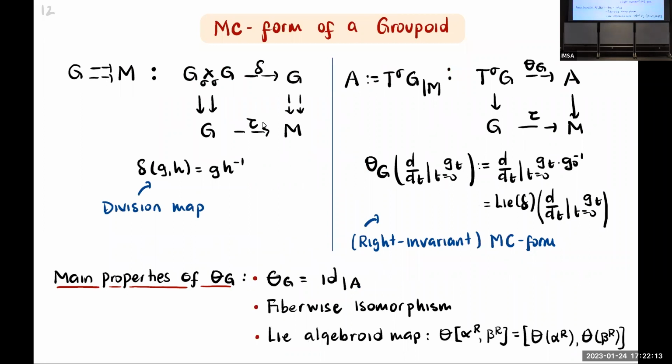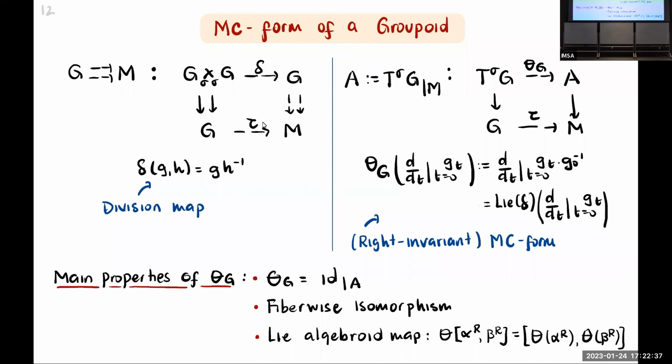Okay, so the first ingredient is the Reperto form. Let me write something here. So the Reperto form, you can look at it in the following way. You have a locally groupoid over M, and then you have this map, the division map, that captures all the multiplication. So it encodes the multiplication.